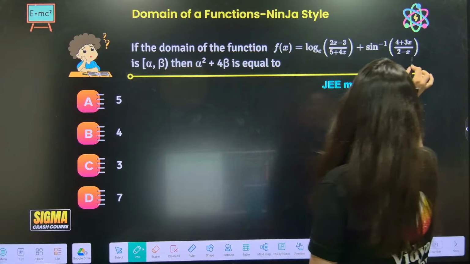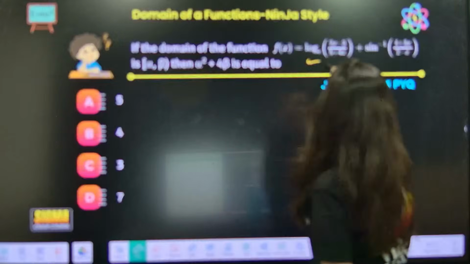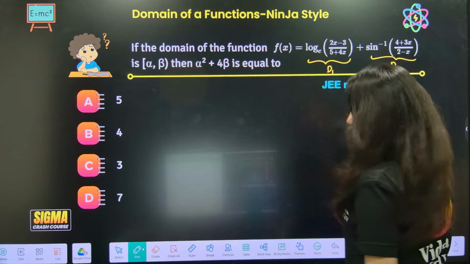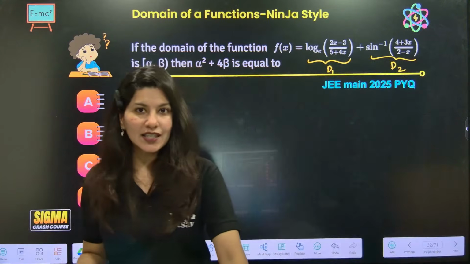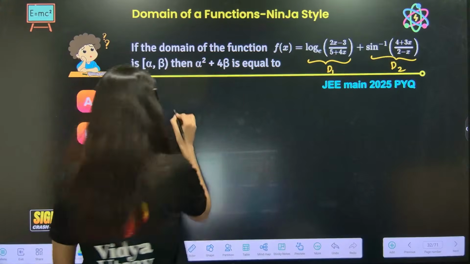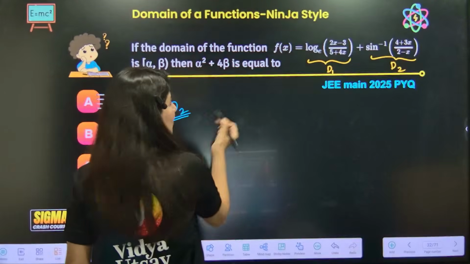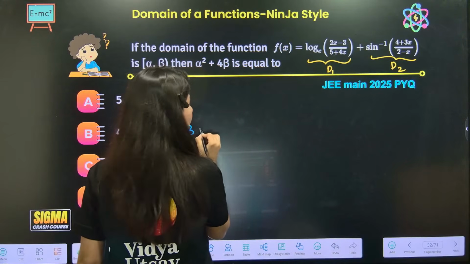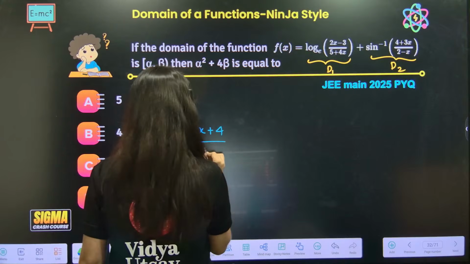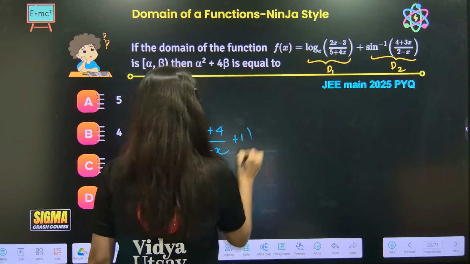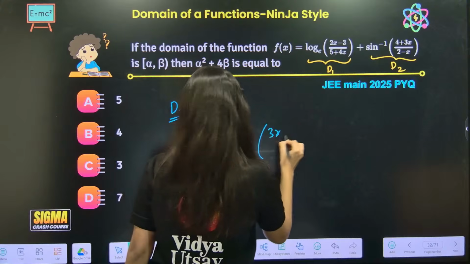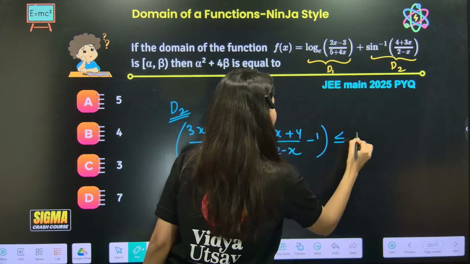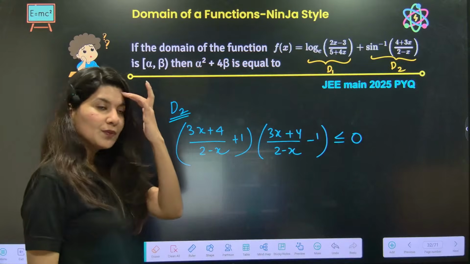Domain of this is what we are looking for. So I think again, this is D1 and this is D2. So we need to take the intersection of D1 and D2. Let's start with D2 because that's what we have learned, the ninja technique. So (3x+4)/(2-x) + 1 and (3x+4)/(2-x) - 1 less than or equal to 0.